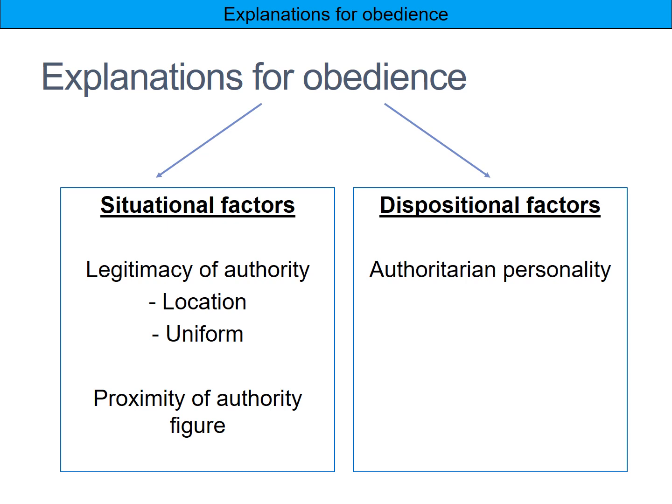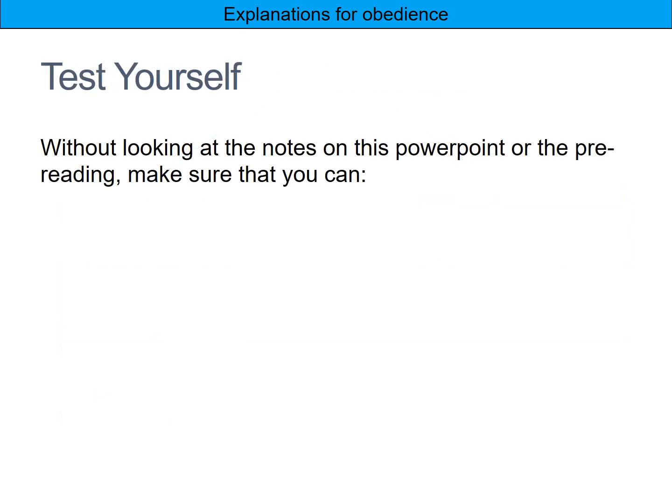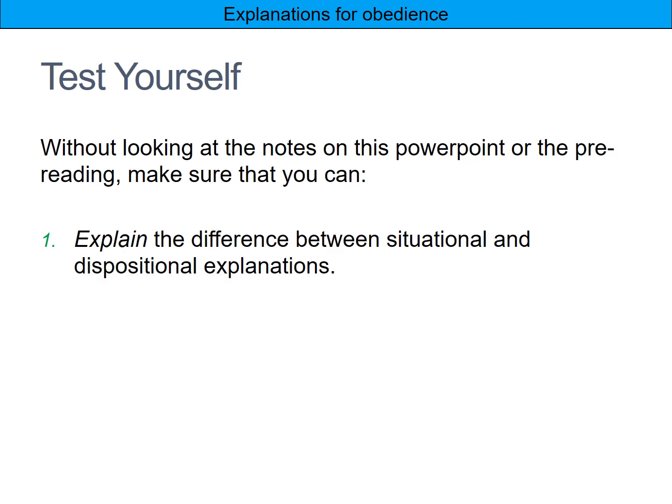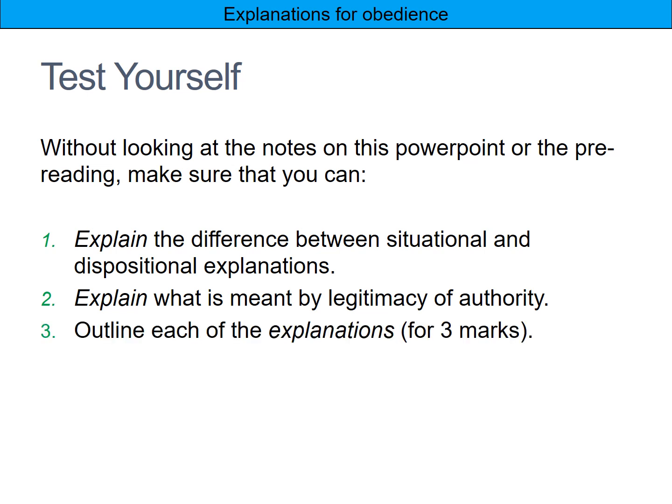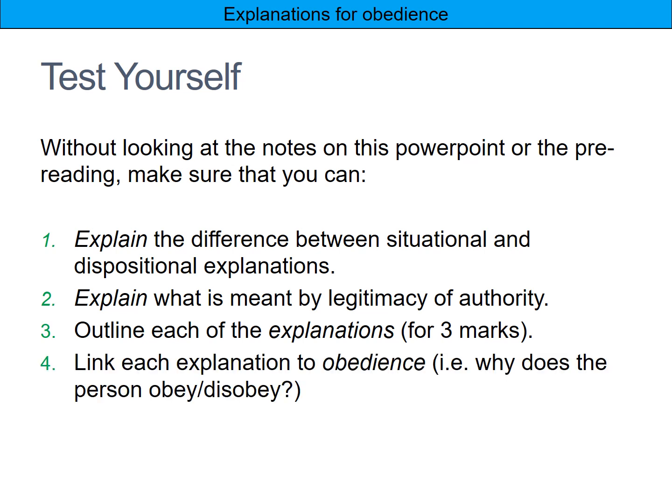So that's it. We've looked at a few different situational factors and we've looked at one personality, also known as dispositional, factor. So before you come to the lesson, can you make sure that you can do the following? Number one, explain the difference between situational and dispositional explanations. Number two, explain what's meant by legitimacy of authority. Outline each of the explanations for three marks each: legitimacy of authority, location, uniform, dispositional explanations, i.e. authoritarian personality, and then proximity of the authority figure. And finally, link each explanation to obedience. So why does that person obey, or why does that person disobey?